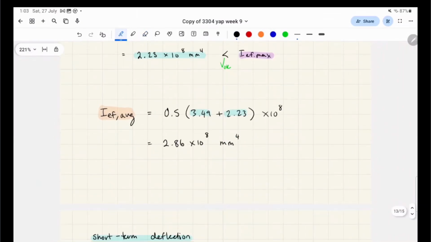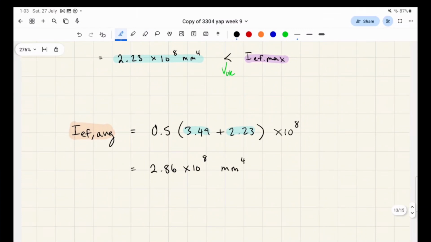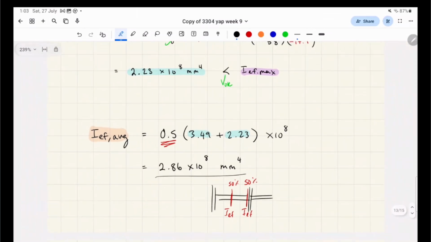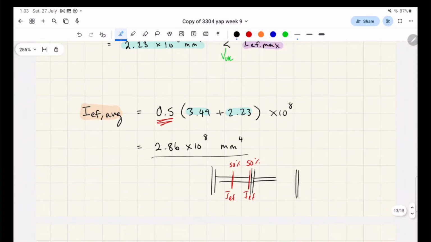And so for IEF average, for an end span, we take 50% weighting from the middle and 50% weighting from the right in terms of what the IEF values are. That's the 0.5, and that's what IEF average is. Does that make sense? If it's an interior span, we take 50% weighting from the middle, and then we take 25% from either side. And that's what IEF average is for an interior span.